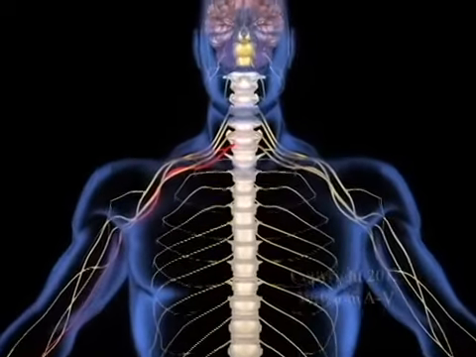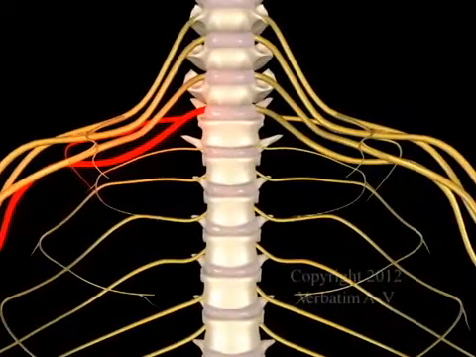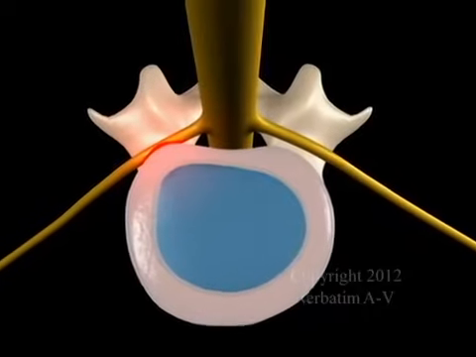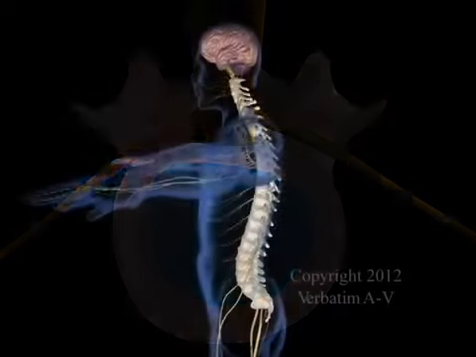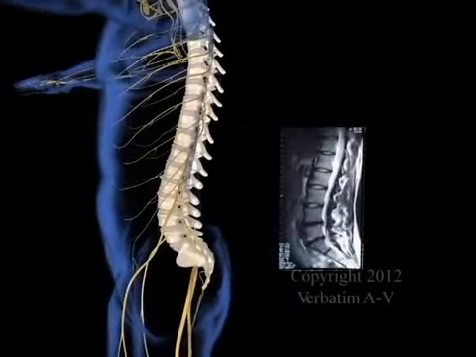We can easily customize this animation by illustrating conditions at a specific level. We can illustrate a bulge rather than a herniation, and we can include information and/or images from diagnostic studies.